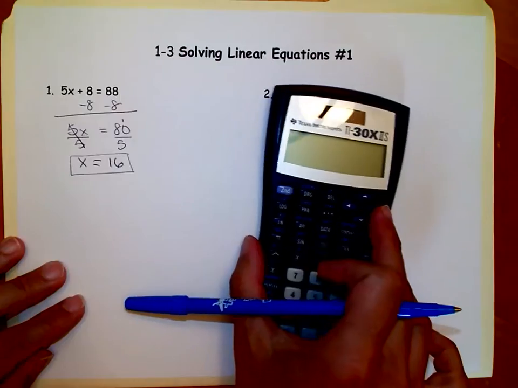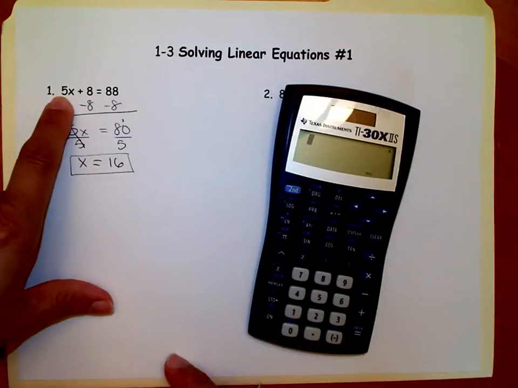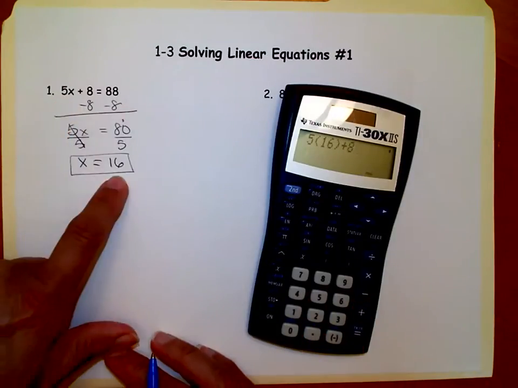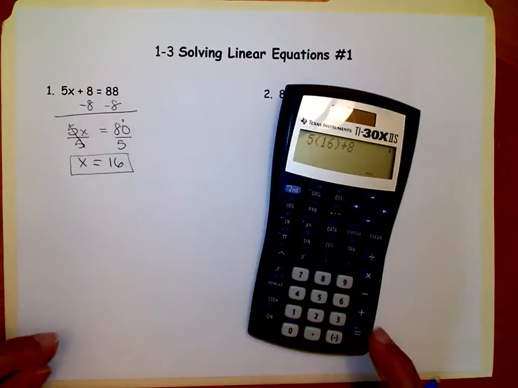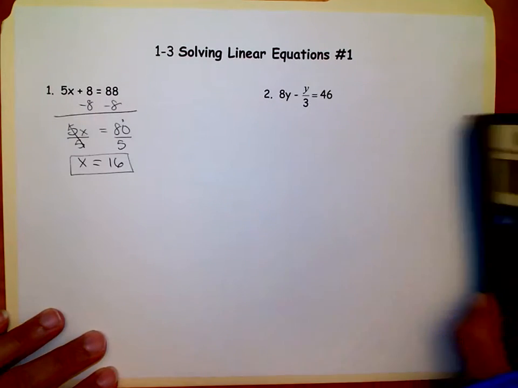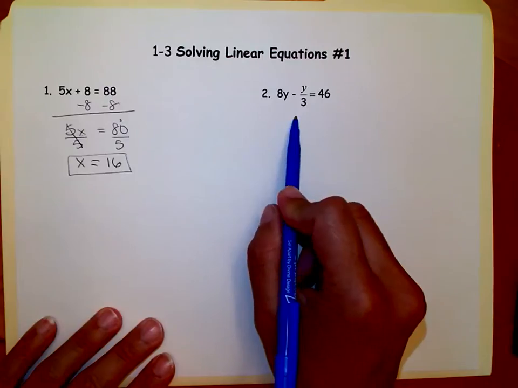I always like to check. So if I'm going to check on my calculator, I put 16 back in. So I say 5 times 16 plus 8. I just put the 16 back in for the x, and I should get 88. If I don't, I did something wrong, and I can go back and check it. So checking is really important. So we know we're right, 100% on that one.